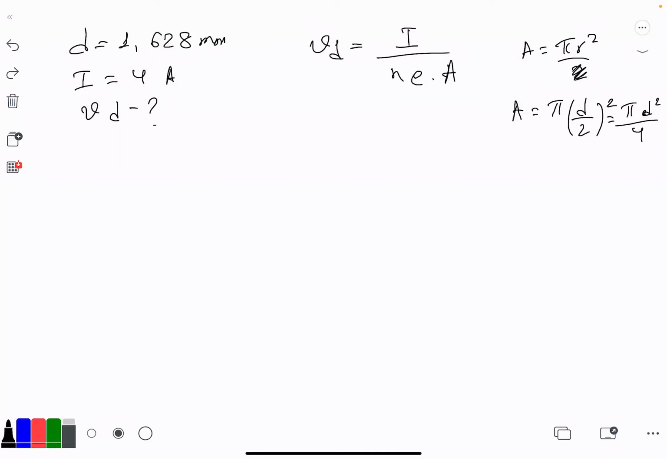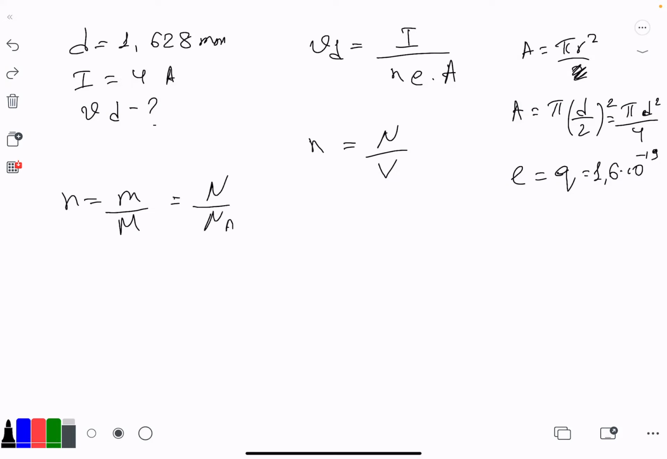Okay. If that's the case, then now the N is the charge density, okay? It itself is equal to the number of particles or charges divided by the volume, okay? Now E or Q, we know it, which is equal to 1.6 times 10 to the power of minus 19, okay? Now, we know that N is equal to mass divided by molar mass, or number of particles divided by Avogadro's number, correct? So we have to somehow get it into here, okay?